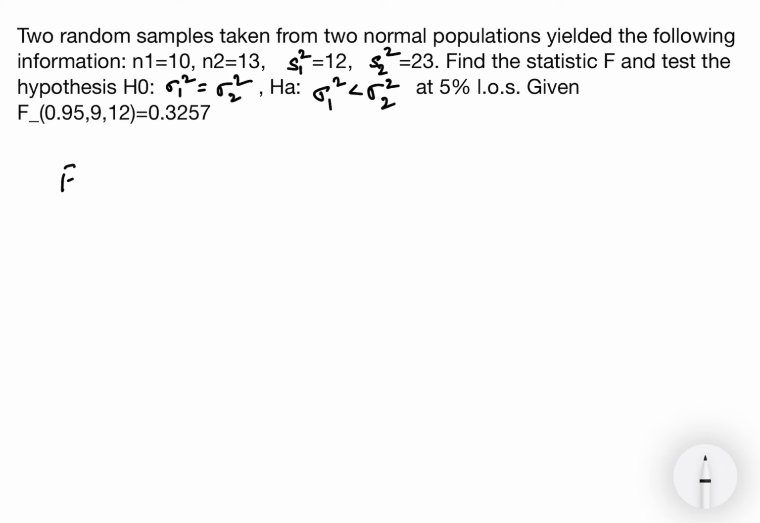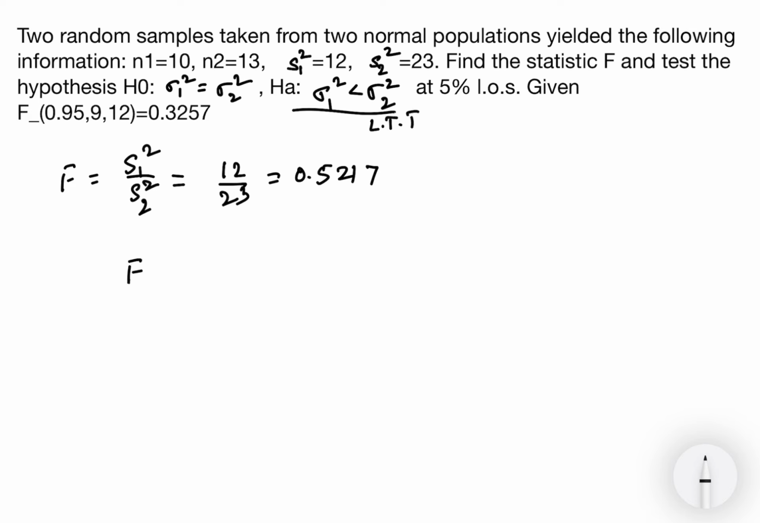So calculating the F statistic using the formula S1 square over S2 square, we obtain 12 over 23 as 0.5217. So here, based on the alternate hypothesis, we can see that it is a left-tailed test. So we want to compare this F with F 0.95. We want to check whether this is less than.